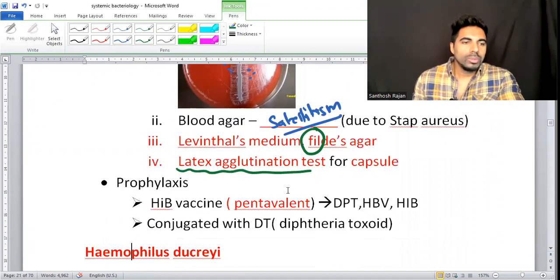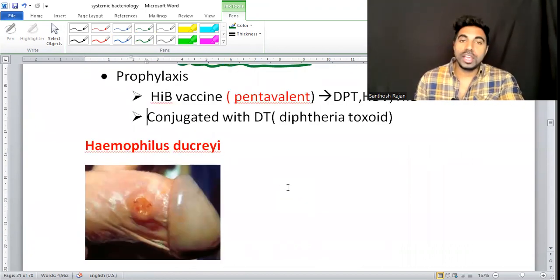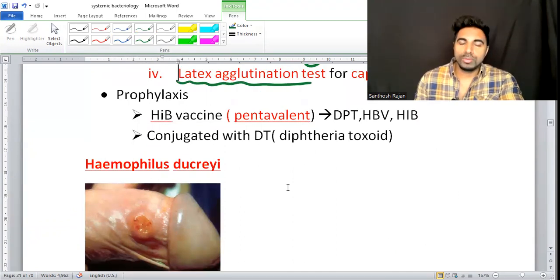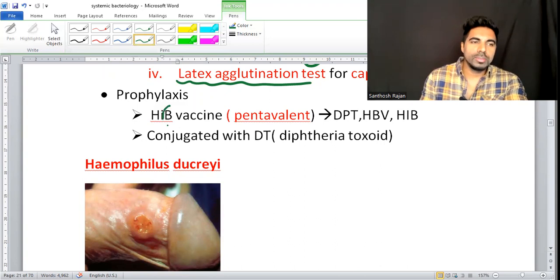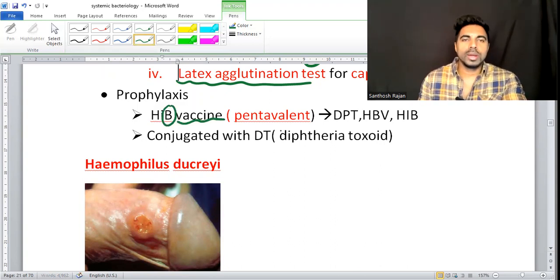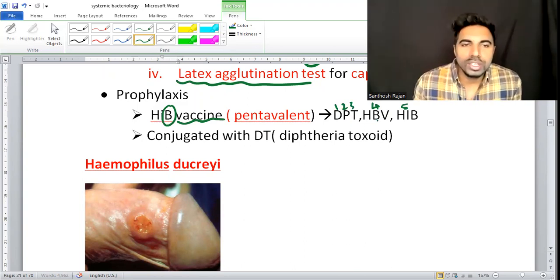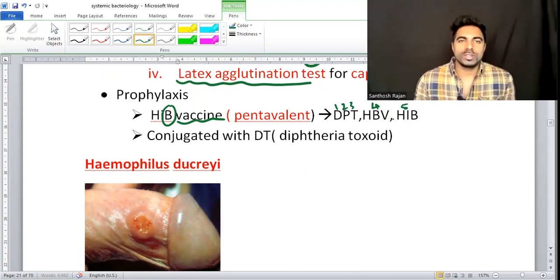Okay, now prophylaxis. As we told, B is the most virulent one. So of course, there is a vaccine for it. What is that one? Hib vaccine. That is the H. influenzae B vaccine. So usually it is pentavalent. What comes in pentavalent? DPT 1, 2, 3, hepatitis B is 4 and Hib is 5. So that's what pentavalent is. Okay. DPT with hepatitis B and Hib. So usually it is conjugated with DT. For effectiveness, you have to conjugate it with DT. Okay, that's it. That's easy.